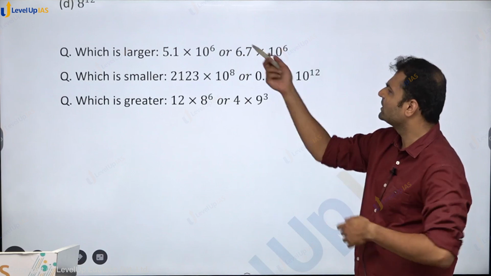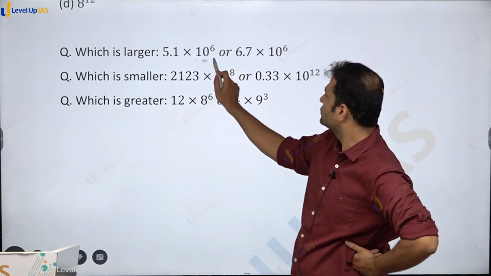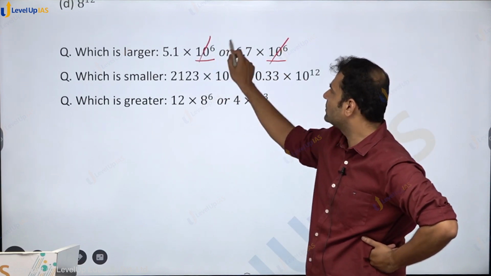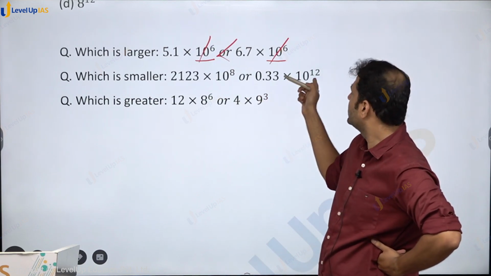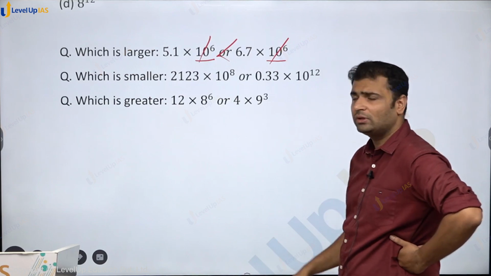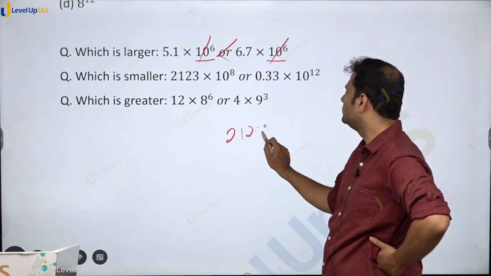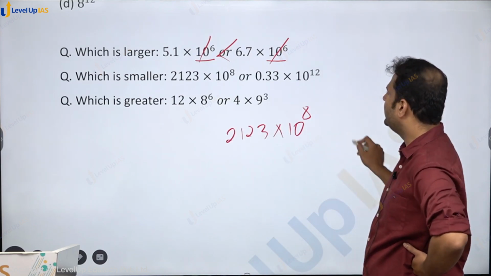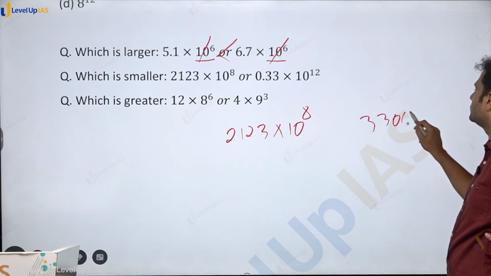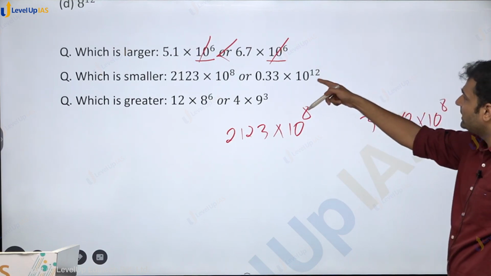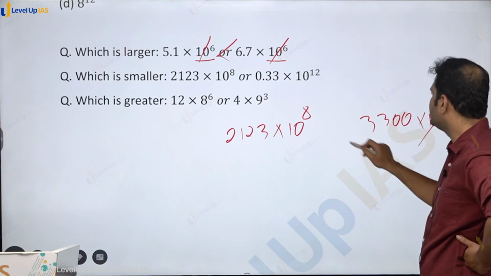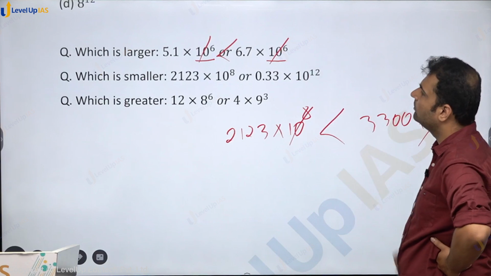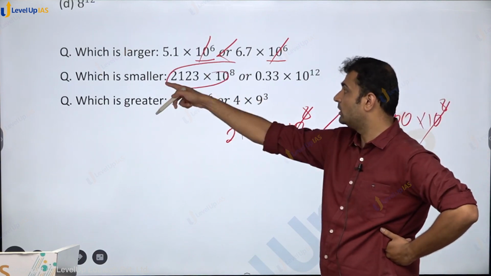Next, a few questions. See, 10 raised to 6, 10 raised to 6, they can be cut. So the answer is, larger is 6.7 into 10 raised to 10. Here we have 10 to the power 12, here we have 10 to the power 8. So let us make the power the same. 2123 into 10 to the power 8. And here we have 3300 into 10 to the power 8, because I multiplied by 10 to the power 4 here, so 8 is left outside. Now this 8 can be cut and the smaller is this quantity. Smaller was asked, so it is that.